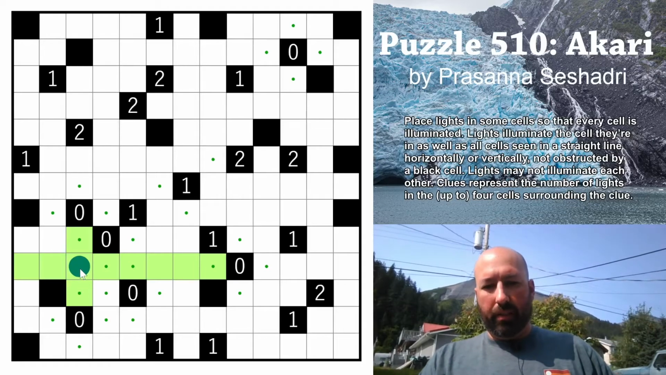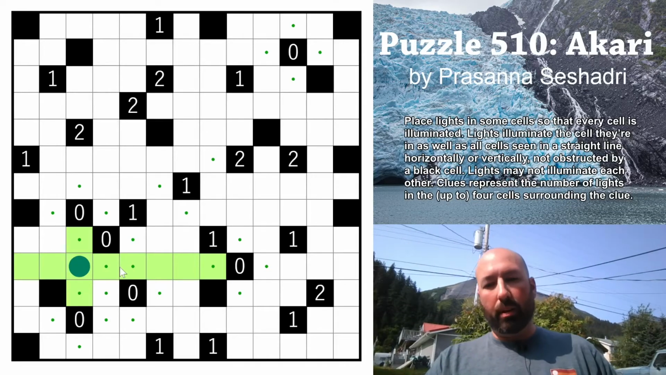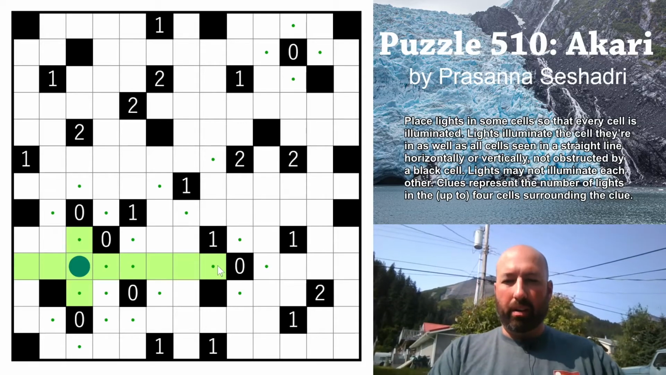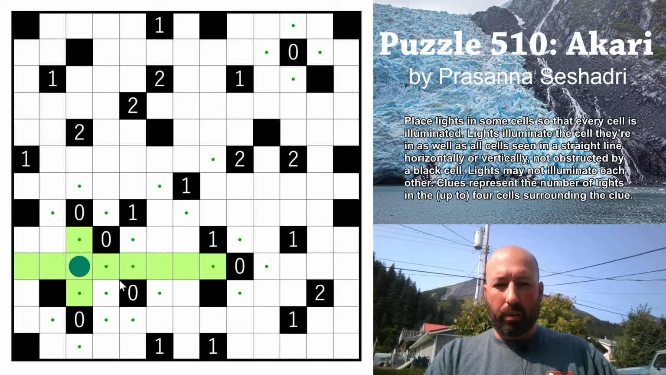Now, is that going to affect? No, that didn't really help us. I was hoping that was going to shine somewhere, you know, like eliminate a last option for a 1 or something, but it shines on a dot there where we already had no light.